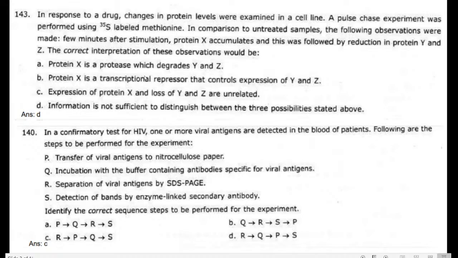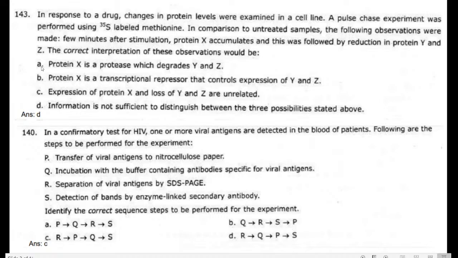and degrades Y and Z. What does this statement explain? They consider, imagine X is a protease enzyme. So this protein X is a protease, so it accumulates in a particular area and degrades the Y and Z. This is the one statement.